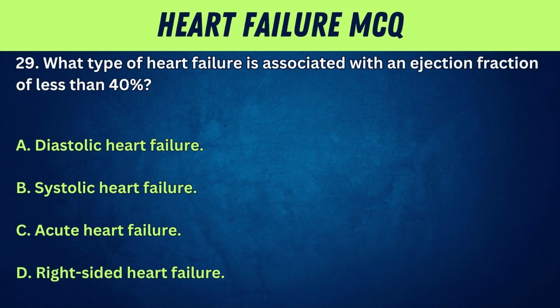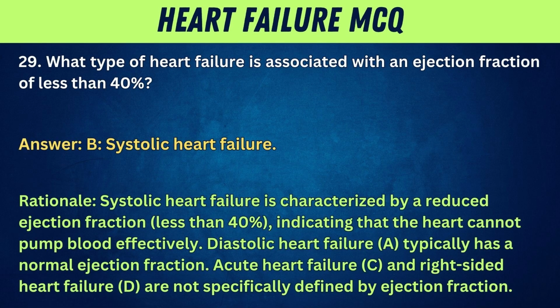29. What type of heart failure is associated with an ejection fraction of less than 40%? A. Diastolic heart failure. B. Systolic heart failure. C. Acute heart failure. D. Right-sided heart failure. Answer: B. Systolic heart failure. Rationale: systolic heart failure is characterized by a reduced ejection fraction, less than 40%, indicating that the heart cannot pump blood effectively. Diastolic heart failure (A) typically has a normal ejection fraction. Acute heart failure (C) and right-sided heart failure (D) are not specifically defined by ejection fraction.